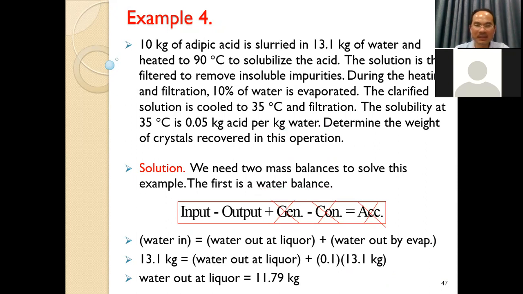Let me give you a basic example for the basic mass balance. I think the mass balance that we study from the principles of chemical engineering is very important. For this case, we start from 10 kilograms of adipic acid in 13.1 kilograms of water.